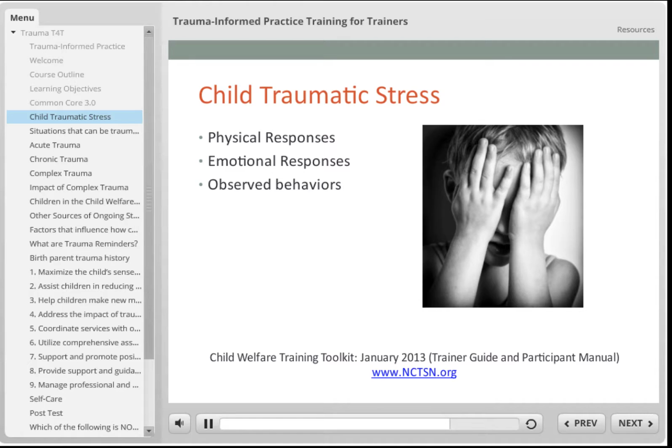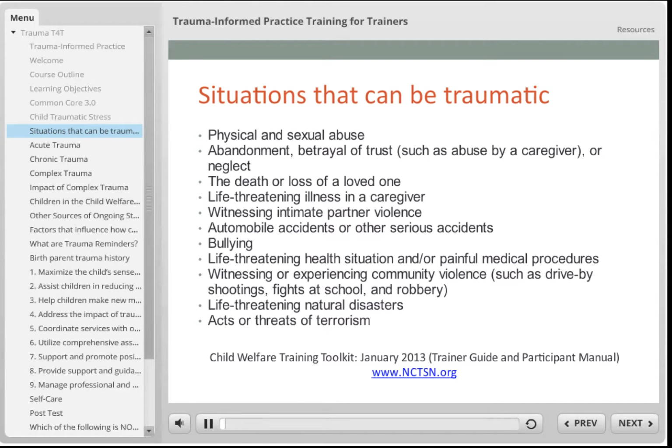Reactions to a traumatic event can include an overwhelming sense of terror, helplessness, and horror, and physical sensations such as rapid heart rate, trembling, dizziness, or loss of bladder or bowel control. There are many situations that can be traumatic for children.